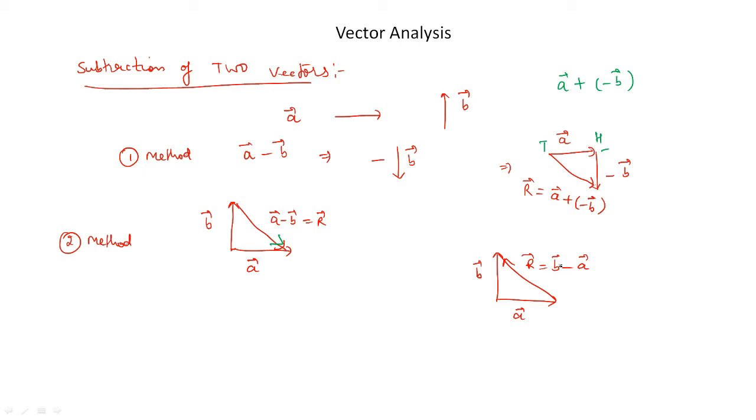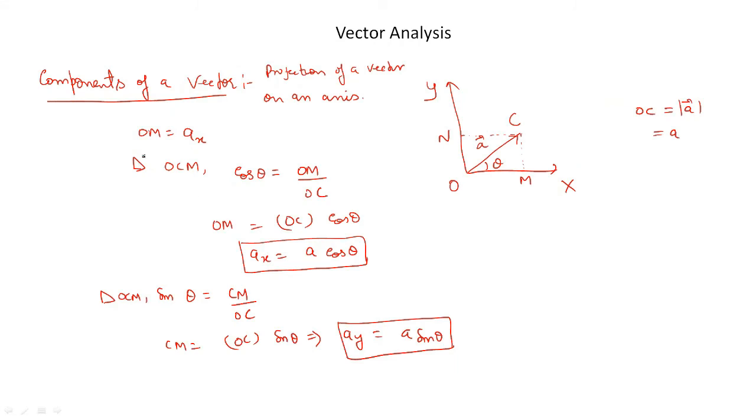Now we have to find vector B minus A. Here you have to understand that you can assume that vector B is greater than vector A. So the arrow, when we find the resultant vector, will be towards the vector B side. So here you can find vector R, which is equal to B minus A. So this is the second method of the subtraction of two vectors, and it is simpler than the first method.